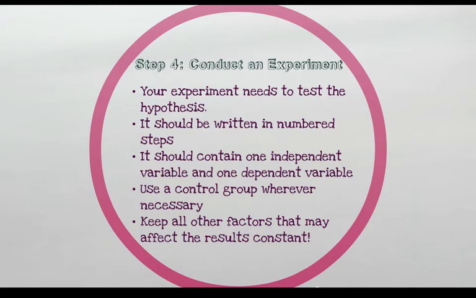That's the dependent variable. Whenever possible, you should use a control group. So in my plant example, you want to think about, okay, we're going to have a group that's sitting on the windowsill, a group that's in the dark, a group that's maybe in the middle of the room.